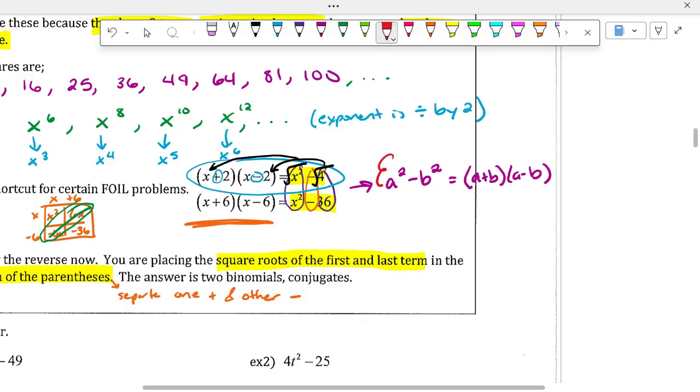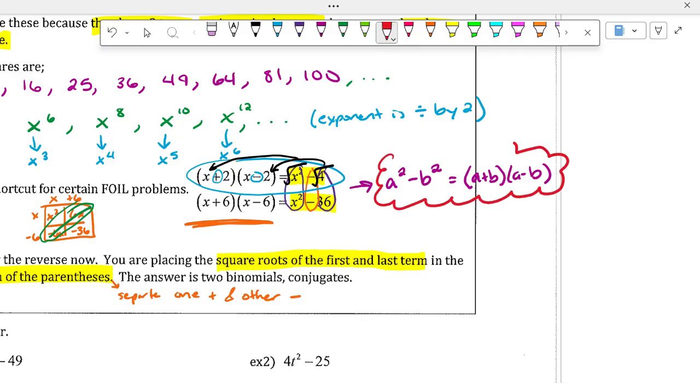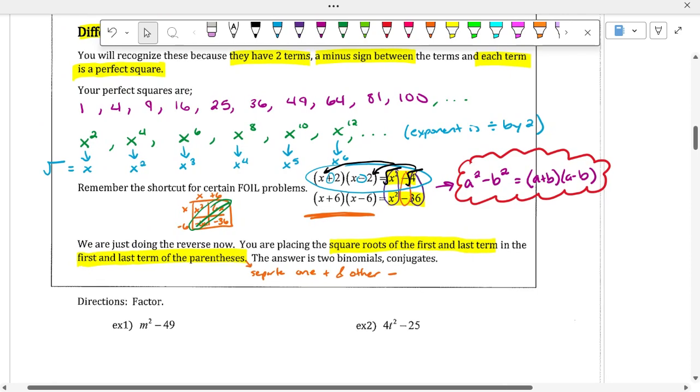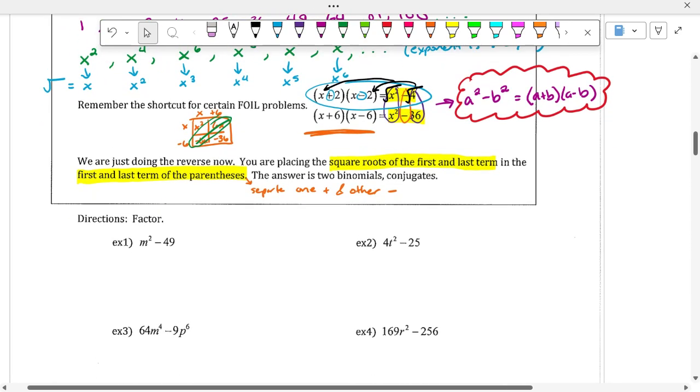So this right here is the formula that you need to remember. Now, let's give this a shot here.